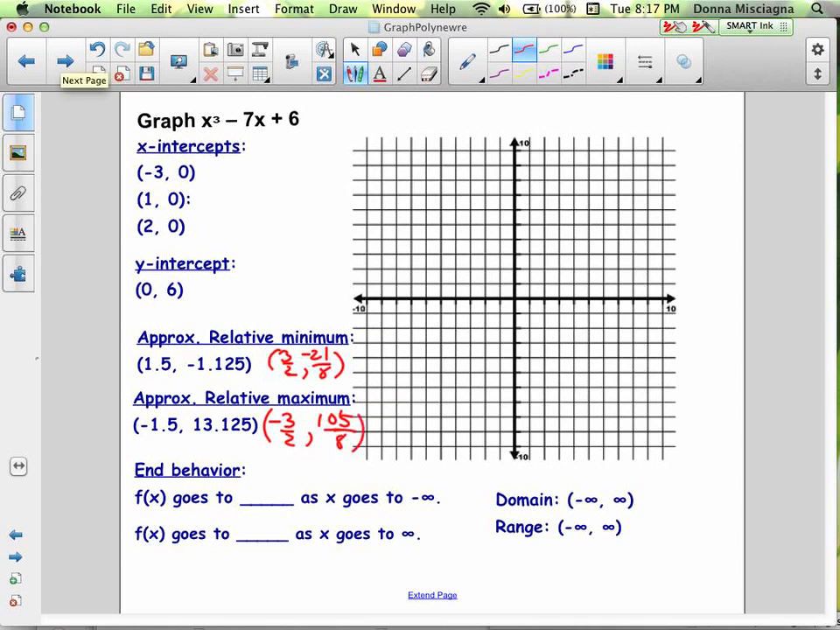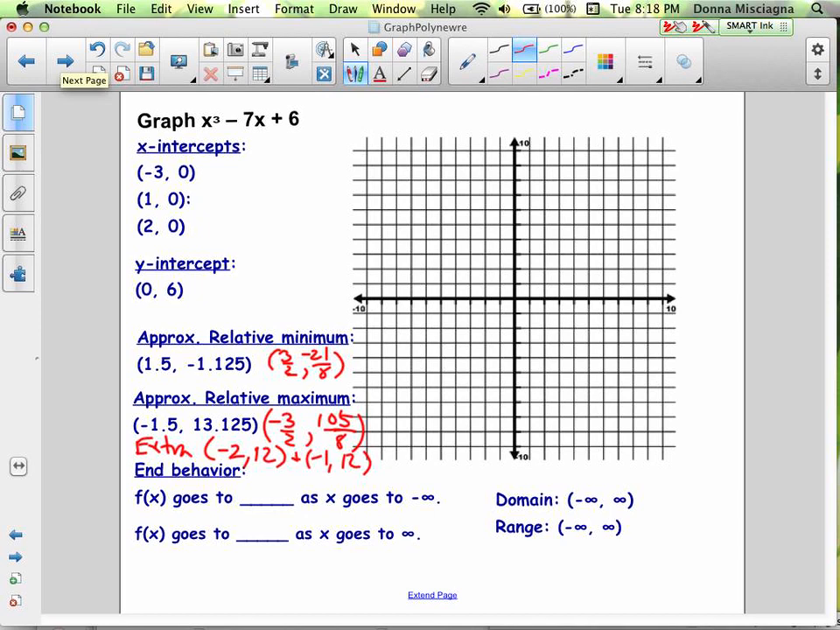And don't forget those other 2 points we found. So here are extra points. We had the extras, and it was negative 2, 16, no, negative 2, 12. I just have to remember what my point was. And negative 1, 12. All right, let's graph those.